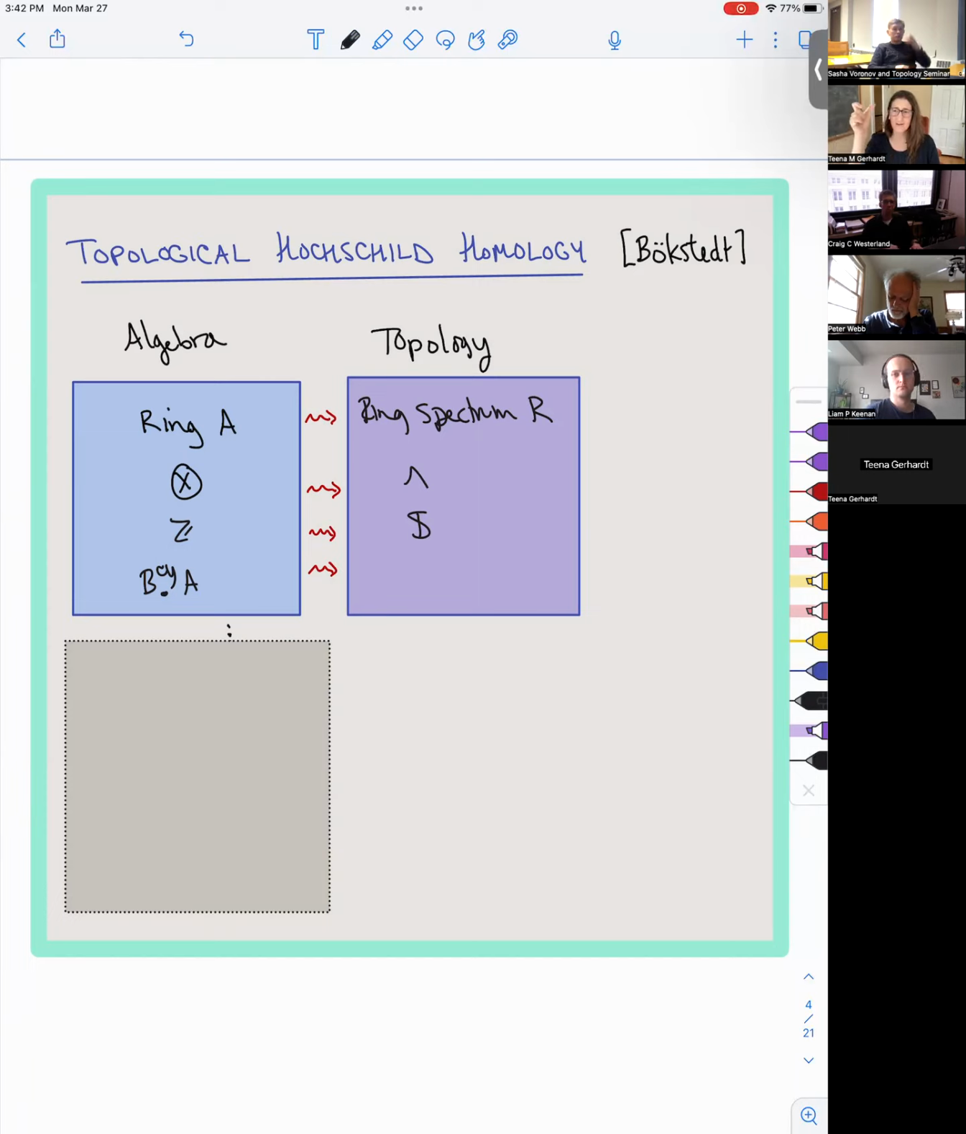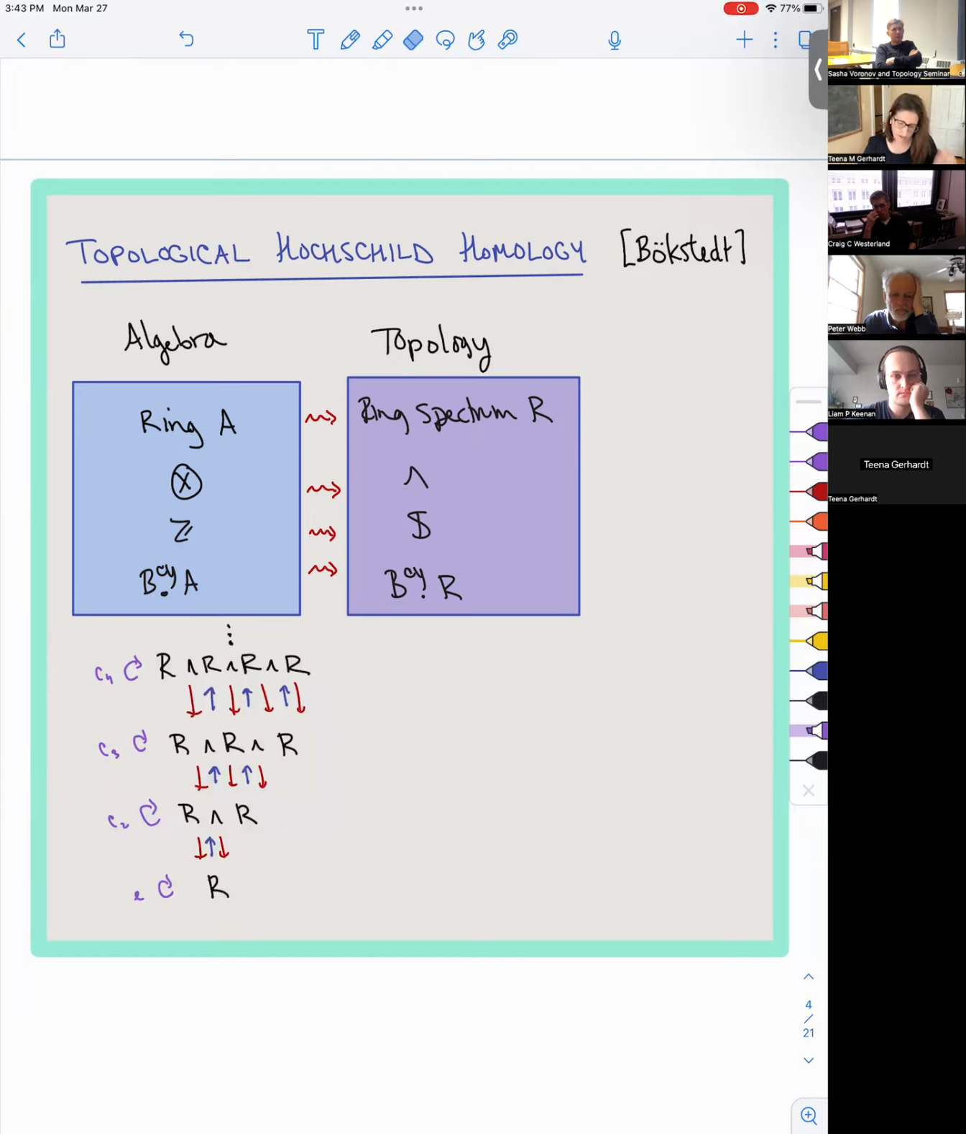We can still define those space maps. We have a multiplication in our ring spectrum, so it still makes sense to talk about multiplying two coordinates. We have a unit, so it still makes sense to define the degeneracies. And so we can define a cyclic bar construction for R, just as we did in the algebraic case.